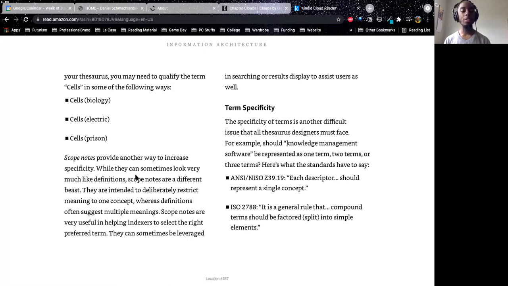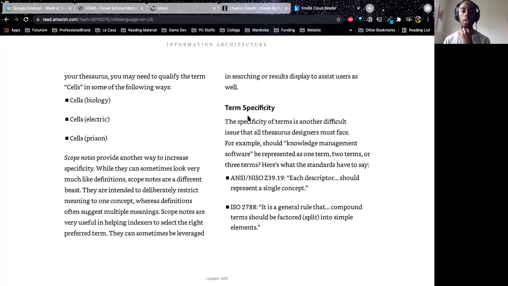While they can sometimes look very much like definitions, scope notes are a different beast. They're intended to deliberately restrict meaning to one concept, whereas definitions often suggest multiple meanings. Scope notes are very useful in helping indexers to select the right preferred term. They can sometimes be leveraged in searching or results display to assist users as well.